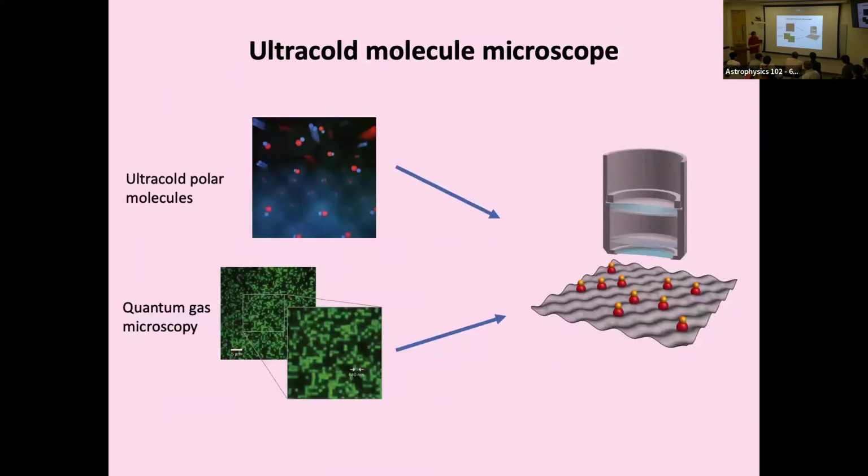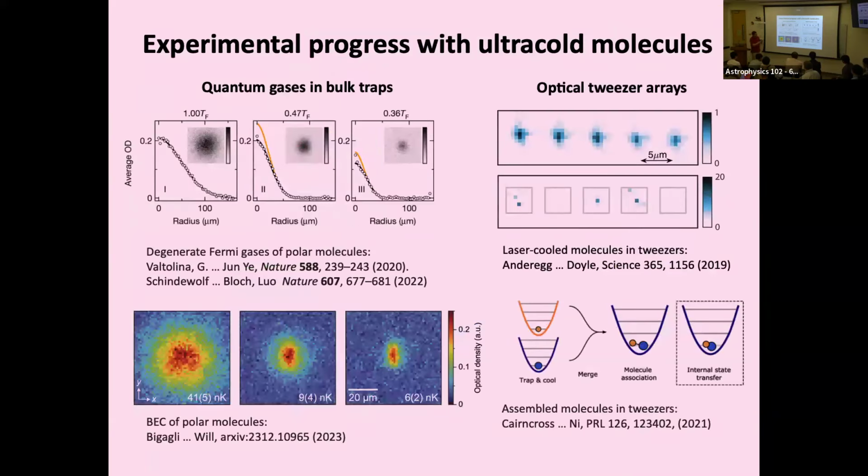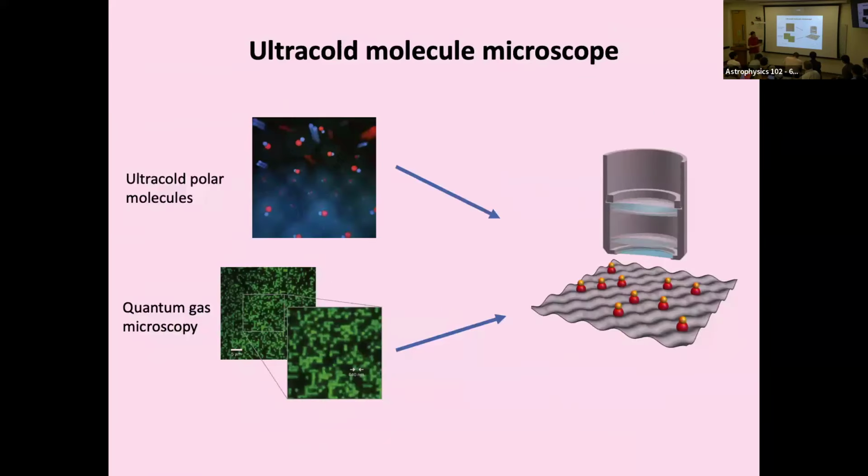Okay, so what we decided to do about 5 or 6 years ago was to combine both of these approaches. So we wanted the best of both worlds. We wanted to go with this assembly route where we have lots of molecules that are motionally cooled, but then also have the ability to control and manipulate individual molecules using quantum gas microscopy. So we built this ultra-cold molecule microscope where we can prepare gases which are ultra-cold to assembly, and we can identify the individual molecules.